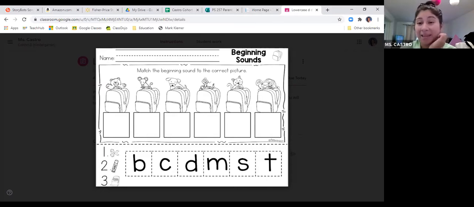Listen to the beginning sound. So that's the first sound that you hear. You're gonna glue the correct letter in the square below the school bag of the animal, and then you can color the picture and make it look nice, okay?